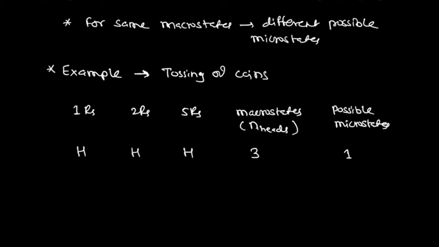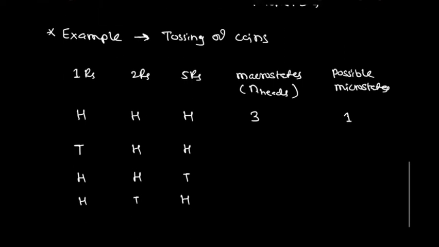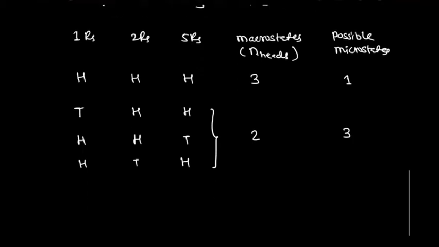Second possible outcome, the first coin gets tail, other 2 get head: tail, head, head, or head, head, tail, or you write head, tail, head. Now which is the macrostate corresponding to the number of heads? That is 2 heads getting, but for that macrostate it corresponds to how many microstates? 3 microstates.